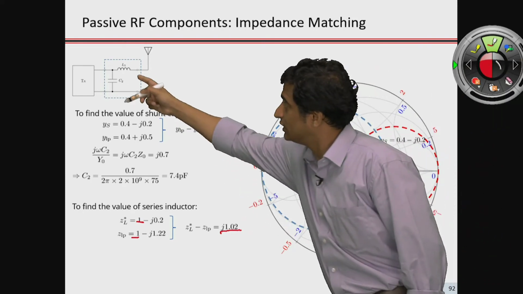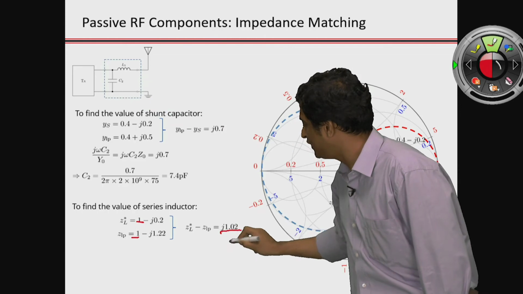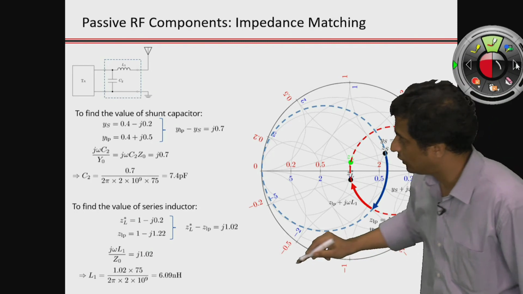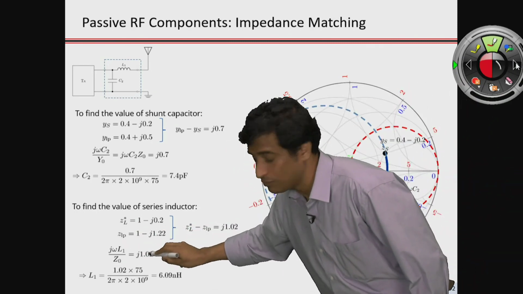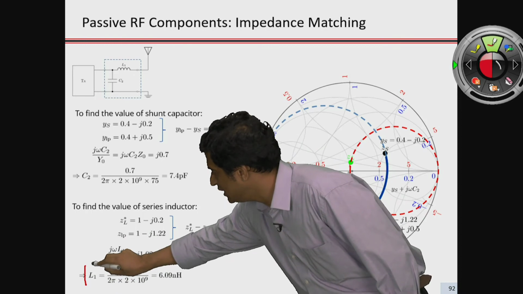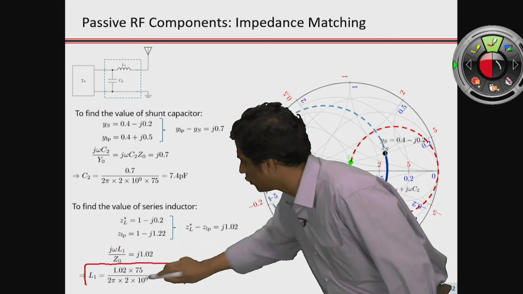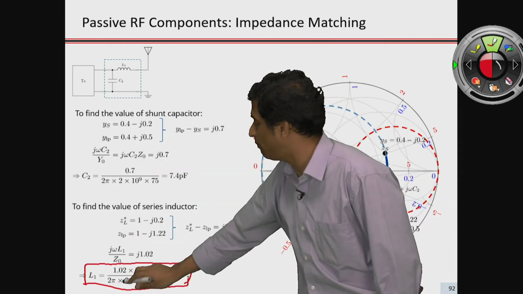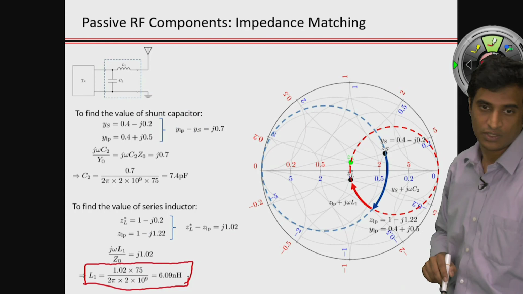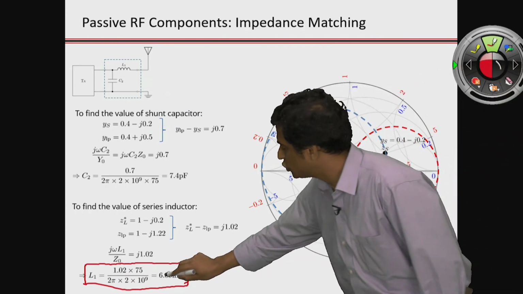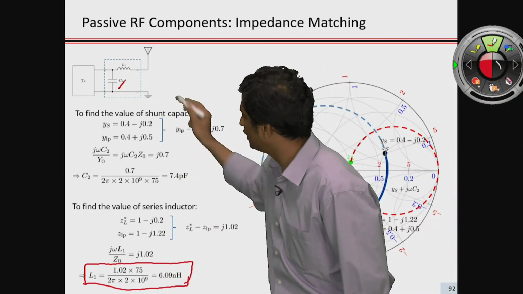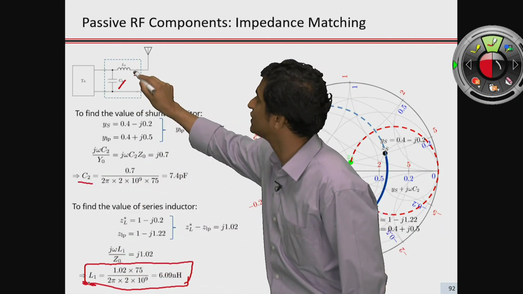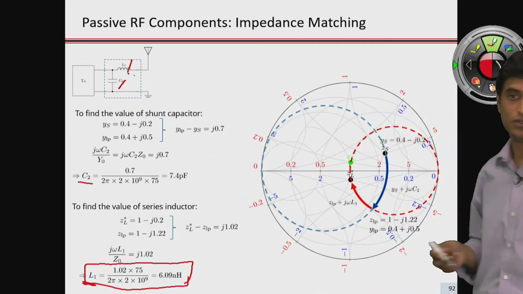So we would need the inductor here to provide a normalized inductance of 1.02. So what would be the inductor that provides such a normalized inductance would be obtained as follows, where again omega is 2 pi f, where f is the operating frequency. So by doing this procedure, we can figure out what is the value of the shunt capacitor that is required and what is the value of the series inductor that is required to realize this particular matching circuit.